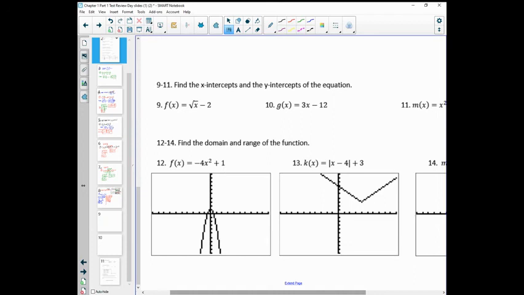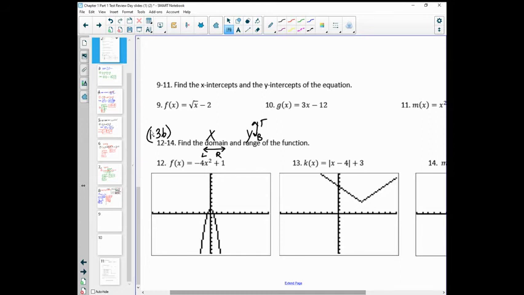On questions 12 through 14, it states find the domain and range of the function. This comes from section 1.3b. Domain is x and range is y. When we list domain and range, domain is x, so that means that we're looking left to right. And range is y, which means we're looking bottom to top, because it corresponds to the y-axis.